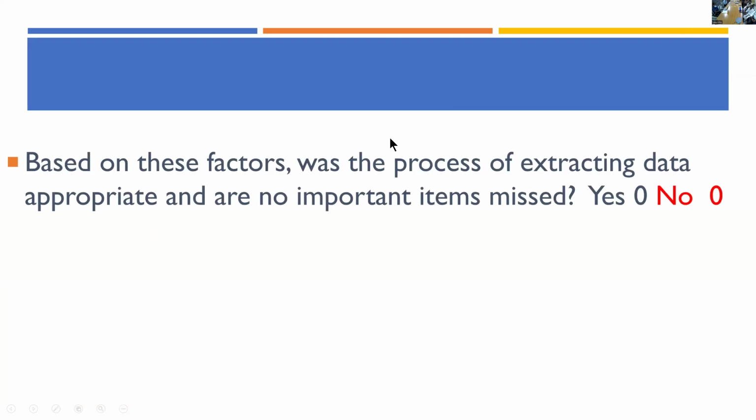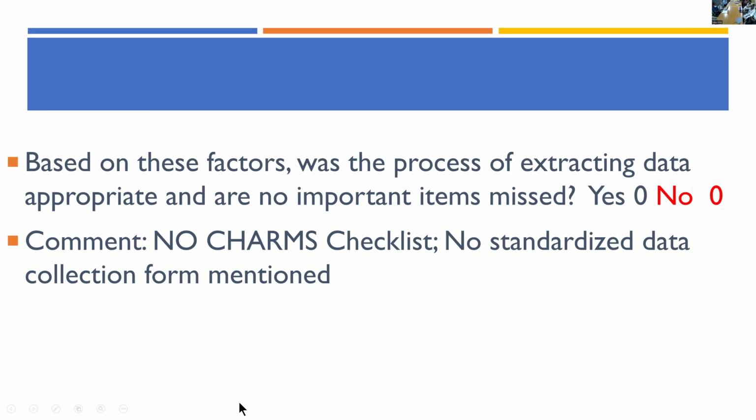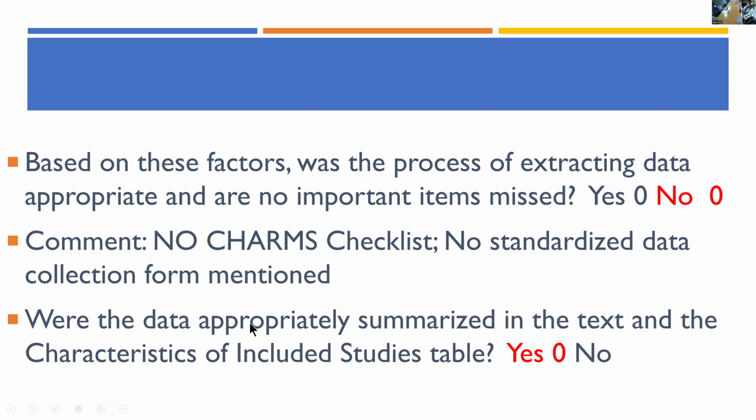So based on these factors, was the process of extracting data appropriate? And were no important items missed? No. They didn't use a CHARMS checklist. Now, of course, the authors will say, who is this CHARMS checklist? I can have my own empirical approach. Generally, they use the principles in the CHARMS checklist, but they didn't say we used the CHARMS checklist. So, if we're doing a Cochrane review, I have to say yes or no. But they didn't use the CHARMS checklist. Were the data appropriately summarized in the text and characteristics of included studies? Yes.